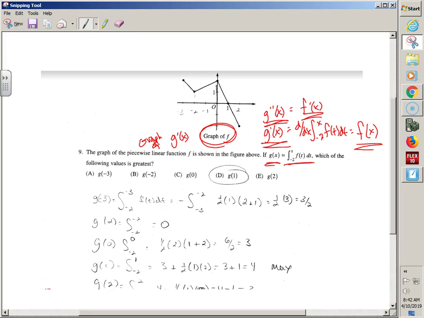If this is g prime, g is increasing for this entire time. Why? Because the g prime values, the f values, are positive from -2 to 1, and then they go below. So g prime is positive, then g prime is negative, because f is positive, then f is negative, which means g is increasing this whole time, and then it starts decreasing. Where's the only natural place for this to be at its highest value?